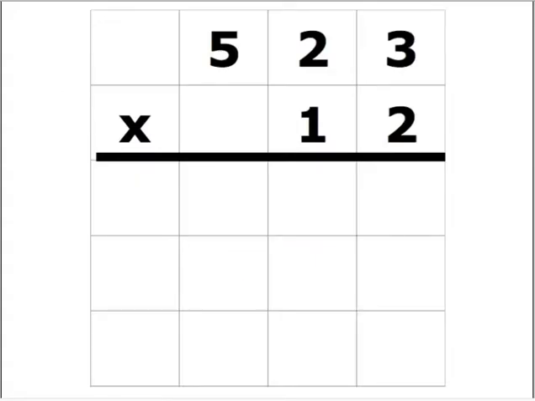Now, let's get into today's lesson. Today's lesson is all about multiplying 3-digit by 2-digit numbers. So here we have 523 times 12. So just like 2-digit by 2-digit numbers, we start with our bottom right number. We multiply up and then across. So 2 times 3 is 6. 2 times 2 is 4. And 2 times 5 is 10.